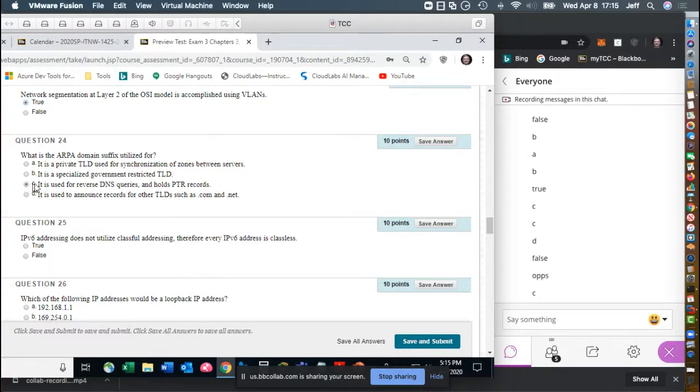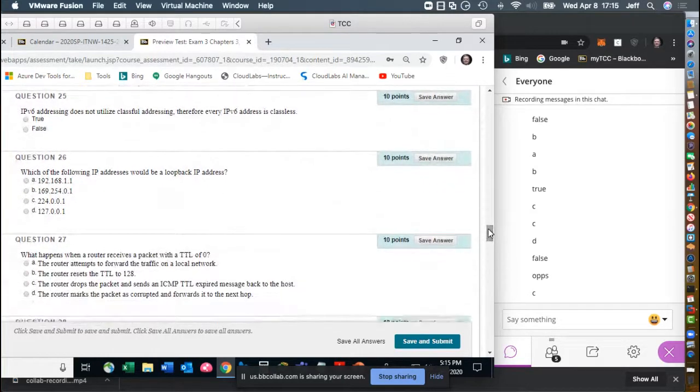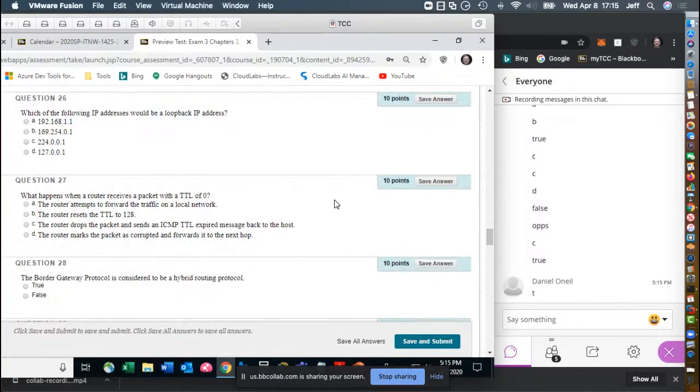C. Yes, I do believe it is C. All right. IPv6 addressing does not utilize classful addressing. Therefore, every IPv6 address is classless. That is true. Yep. All right. Which of the following IPs would be the loopback IP?